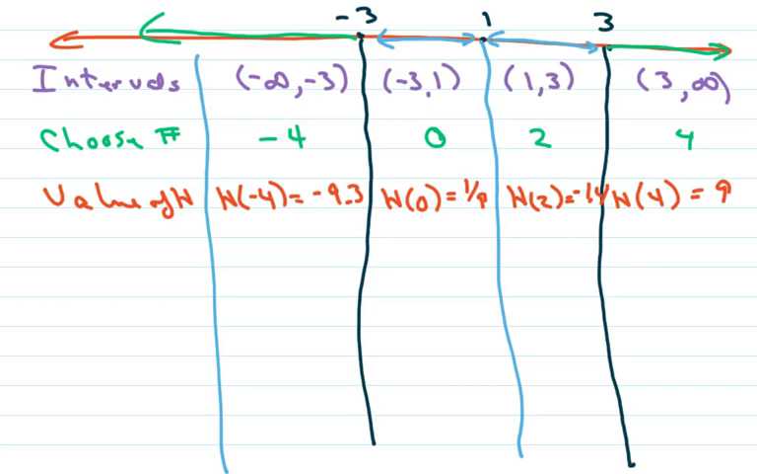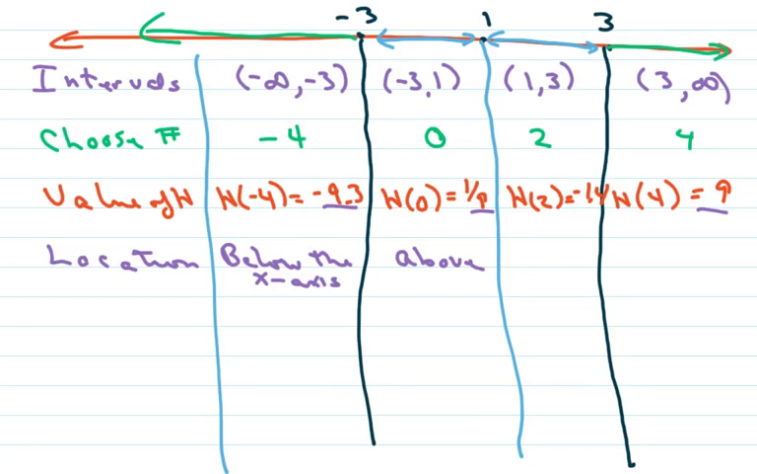And then location of the graph. Since y is negative, this is going to be below the x-axis. This is positive and this is positive, so these are going to be above. These are going to be below. I think we forgot to test the symmetry. There's no symmetry on this, so we'll just leave it as that. This is going to be below.